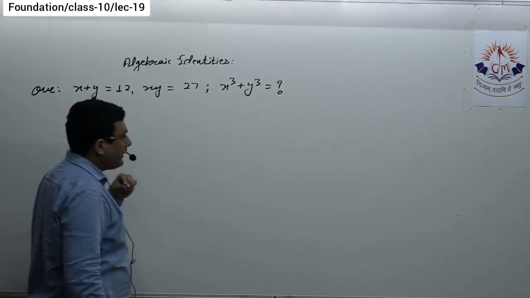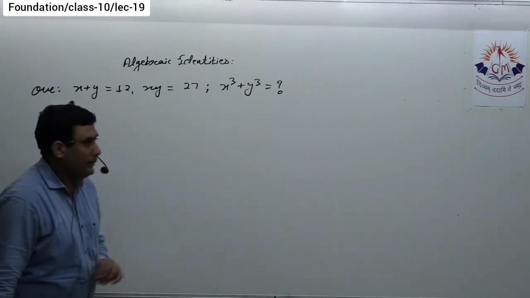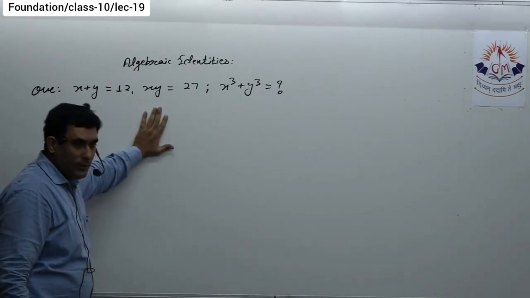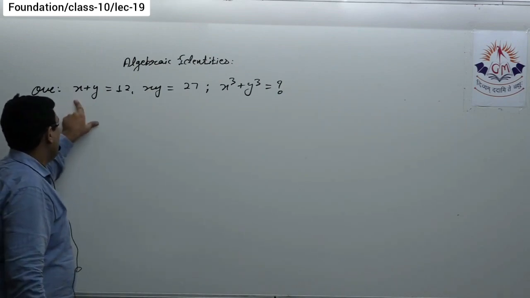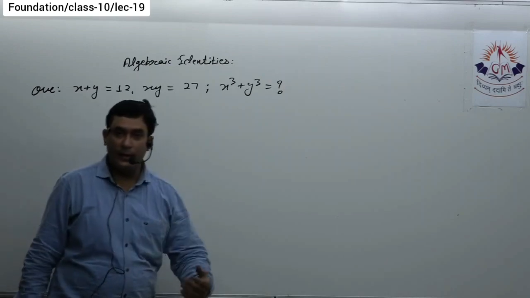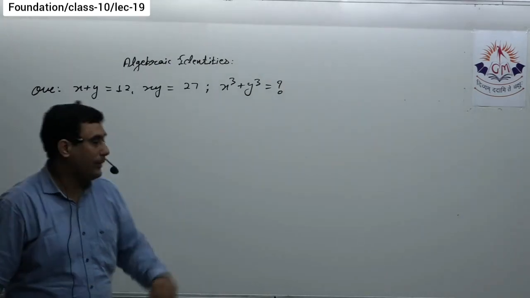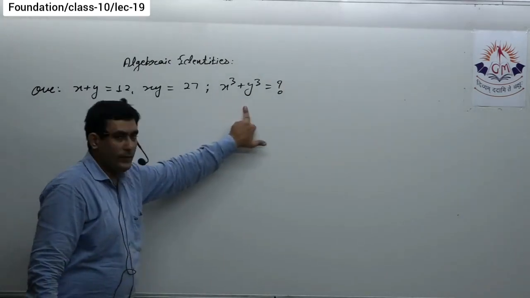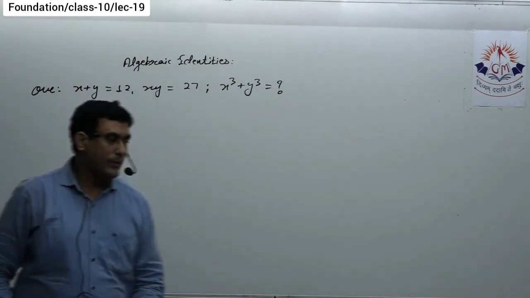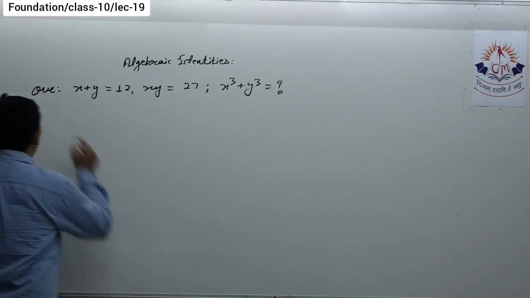First, we can go for hit and trial. That means we can think about two numbers whose sum is 12 and whose product is 27. Here I can say 9 plus 3 is 12, and 9 into 3 is 27. That means x is equal to 9, y is equal to 3, and just by putting those values in this I will get its value. But suppose you get this type of question in your subjective part, then how do you have to solve it?